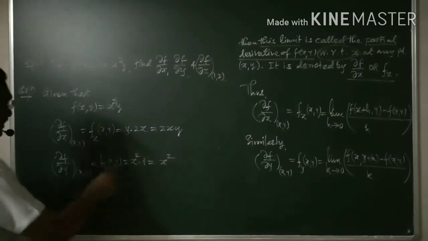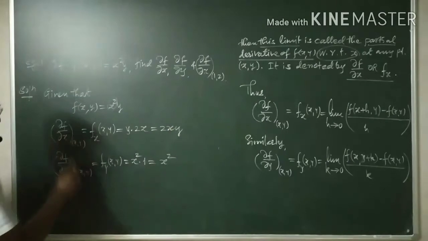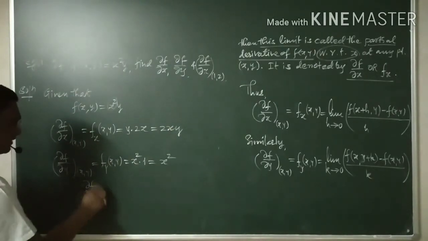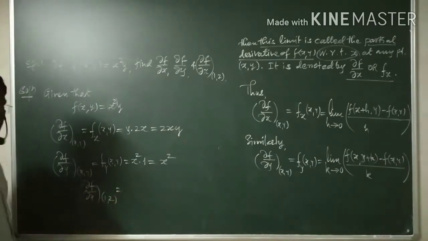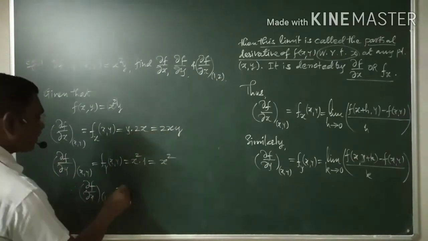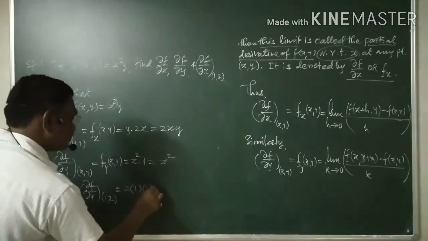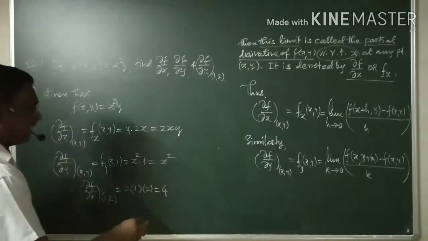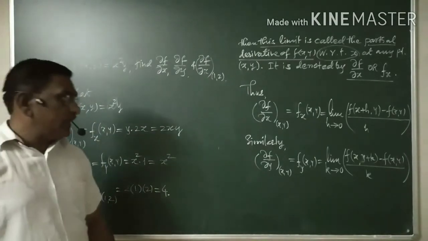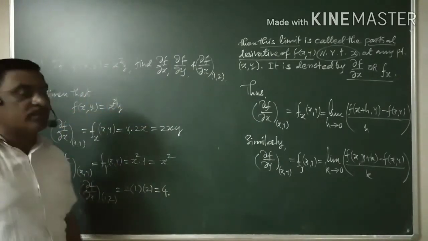And now here what I want is ∂f/∂x at the point (1, 2). Okay, therefore let me write ∂f/∂x at the point (1, 2). Put the value of x and y here. Therefore it is 2 into x is 1 and y is 2, so it is 4. Well, this is by the direct method. It means that we have obtained the partial derivative of the given function by using our formula.